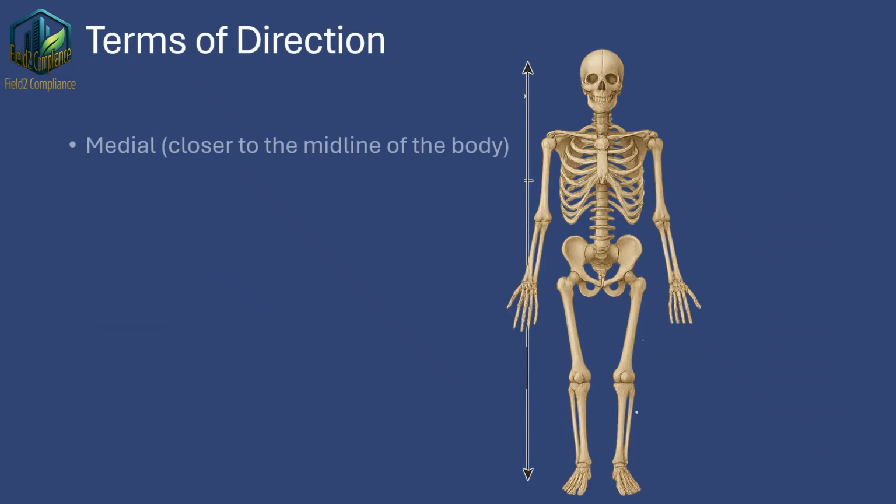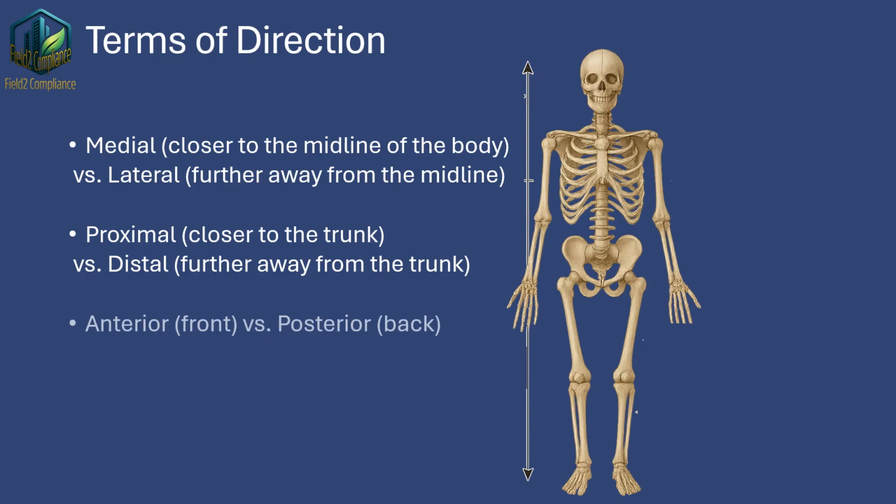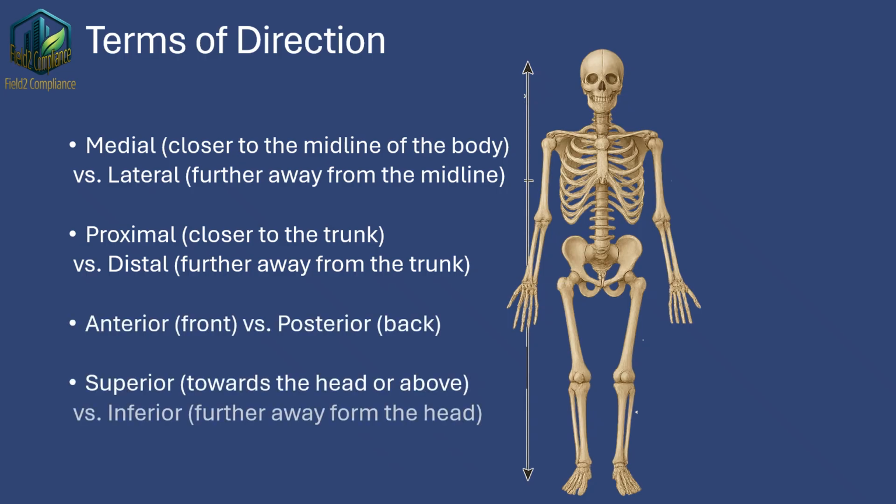Directional terms matter for describing injuries or protective gear placement. Medial means closer to the midline. Lateral is further out. Proximal is near the trunk. Distal is further away. Anterior is front and posterior is back. Superior is above. Inferior is below.